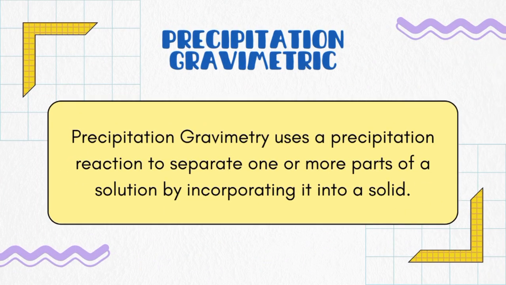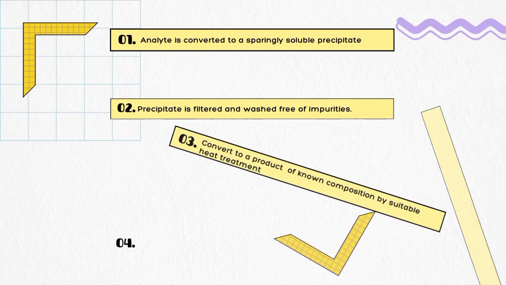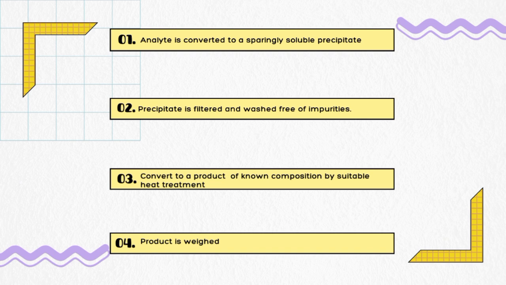There are 2 types of gravimetric analysis. The first one is precipitation gravimetry analysis. Precipitation gravimetry uses a precipitation reaction to separate one or more parts of a solution by incorporating it into a solid. There are 4 steps in precipitation gravimetry. The first one is the analyte is converted to a sparingly soluble precipitate. Then the precipitate is filtered and washed free of impurities. Then it is converted to a product of known composition by a suitable heat treatment. Then the product is weighed.